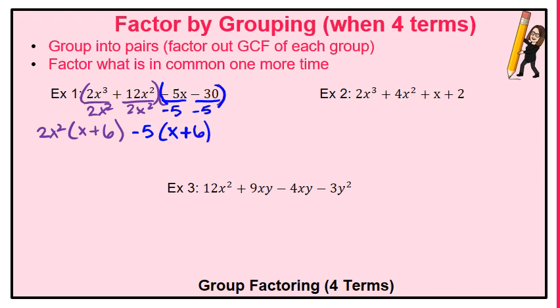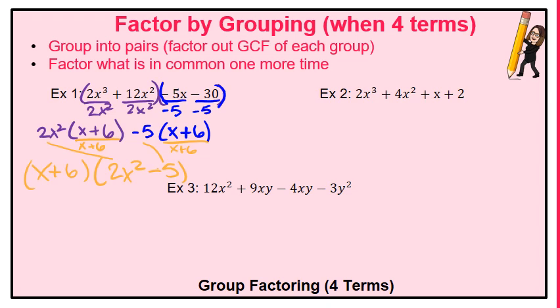Your goal in group factoring right here, though, is to get the same thing twice, because guess what? There's your next common factor. If I divide out an x plus 6, if I take both of those and divide them out, that looks like this. Then what do I have left over? Left over, I have a 2x squared and a minus 5. The 2 terms that I factored out the first time.